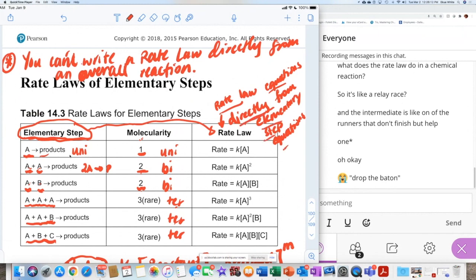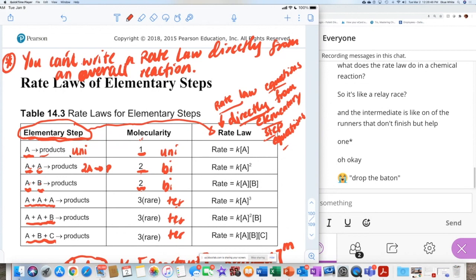directly from elementary steps? While you can't write the rate law directly from an overall reaction, you can write a rate law equation directly from an elementary step. Because remember, in the elementary step, all the important details are being discussed. In the overall reaction, since you're getting an overview of what's going on, the important details are not being discussed. So to write a rate law from there would be missing out on the important details.